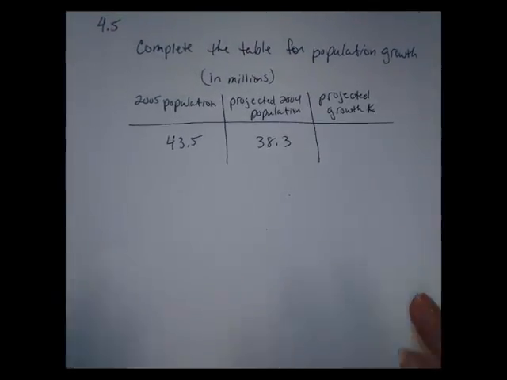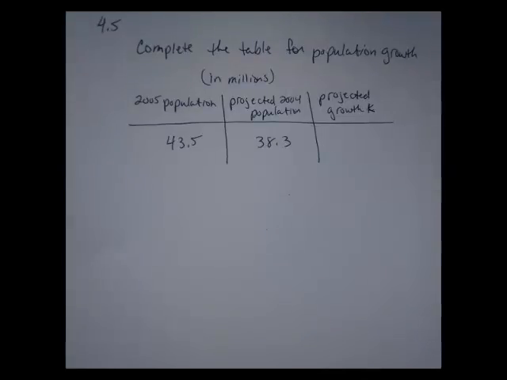Alright, so we are doing the last problem in 4.5, and it is a growth and decay type of problem. So we are going to complete the table for the population growth. Now you have the notes, so you can just follow along and make the notes as you want. So in millions, we have the 2005 population at 43.5, the projected 2024 population at 38.3, and the projected growth K is what we need to figure out.